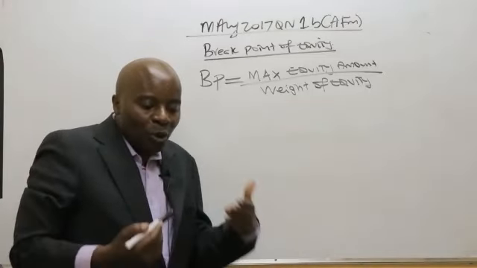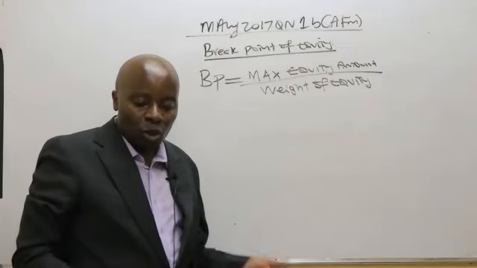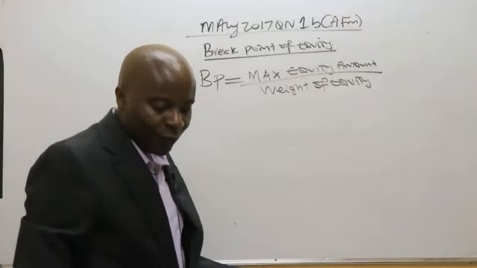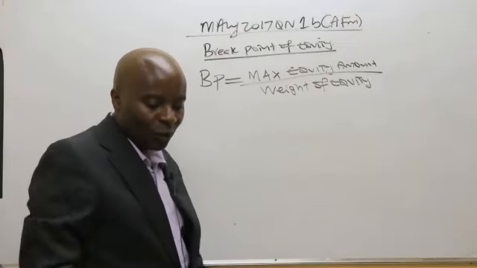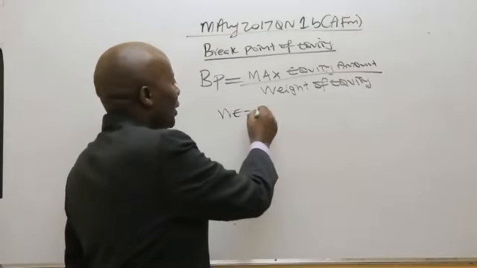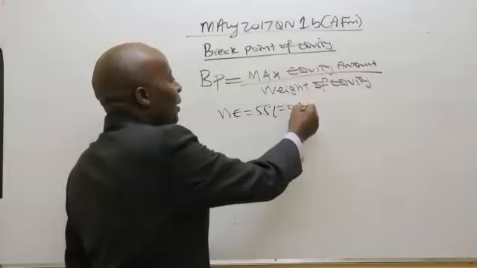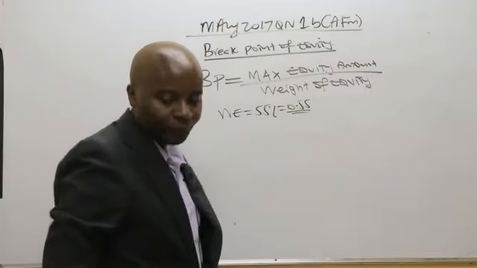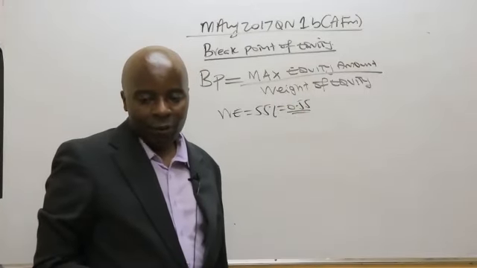I've got no problem with the weight of equity whatsoever. The weight of equity has been defined for us. They have given us the weight of equity as 55%, which is the same as 0.55. Weight of equity is 0.55.